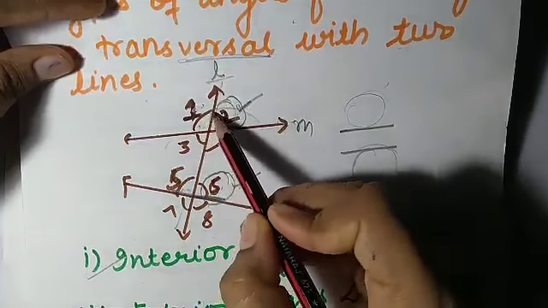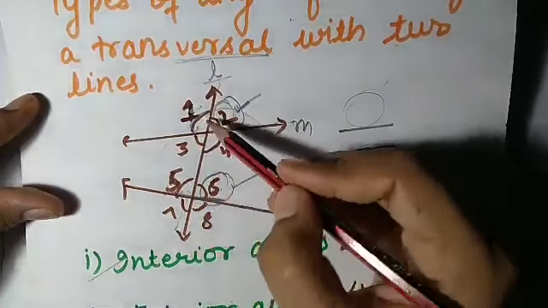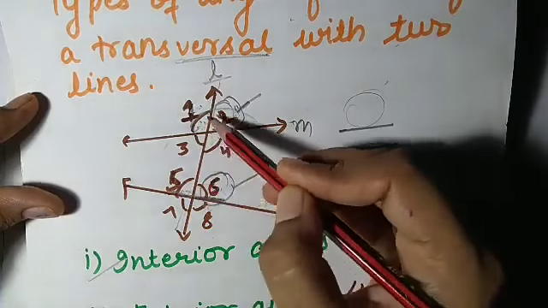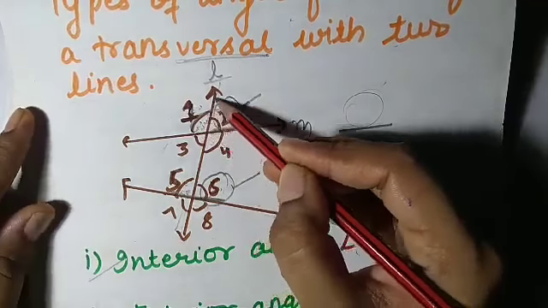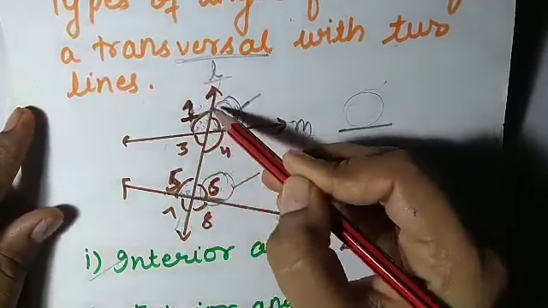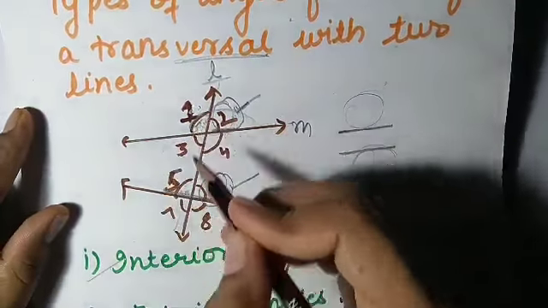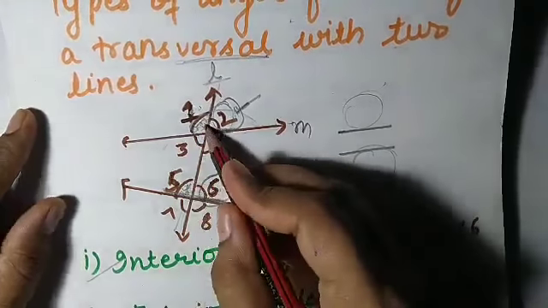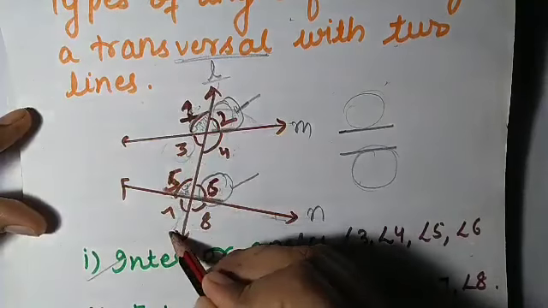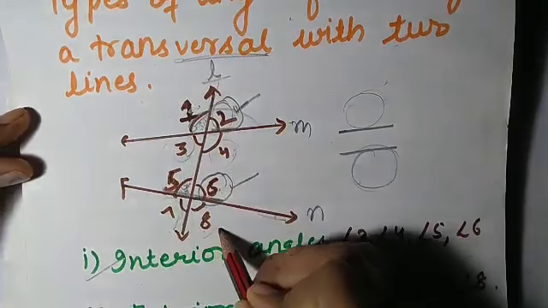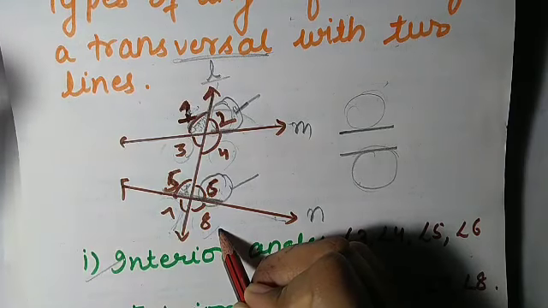Same for 1. Sorry, these are on the right side of this transversal, this 1 and 5. These two angles are above the line and to the left of this line. To the left of the transversal and above the intersecting line. So 1 and 5 are at matching positions. So they are known as corresponding angles. Okay. Now 3 and 7 are corresponding angles. 4 and 8 are corresponding angles because their positions match. Okay.